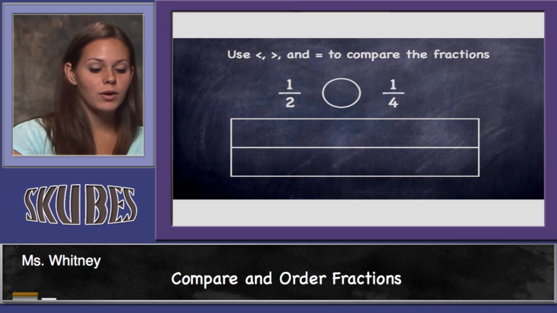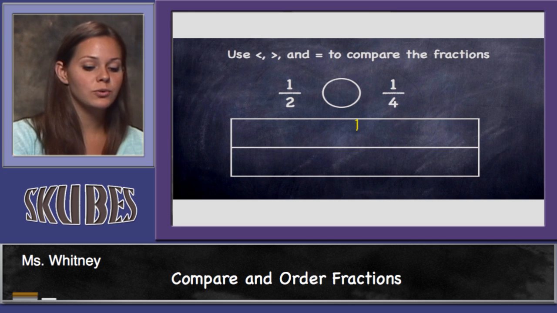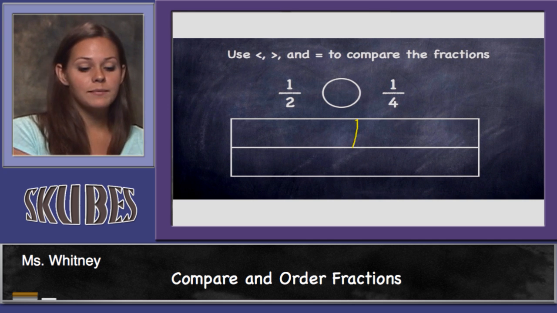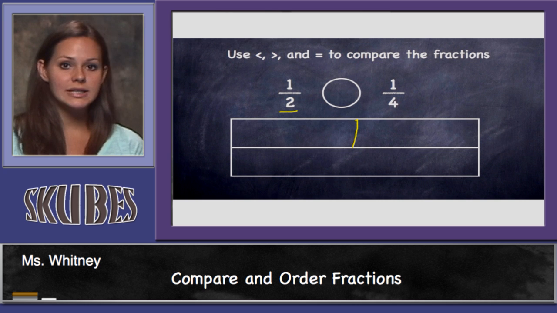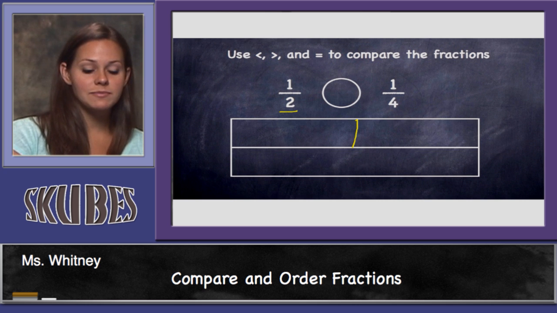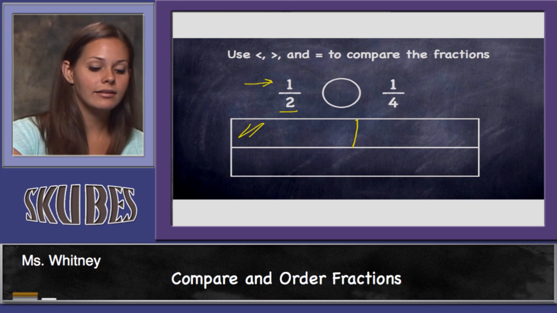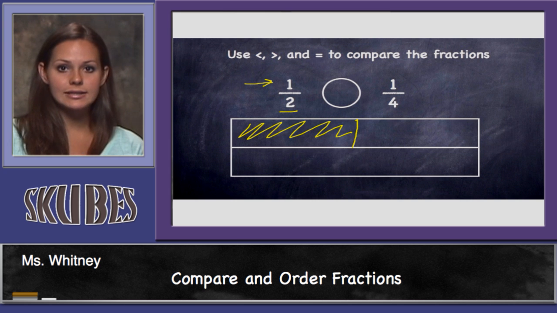First, I'm going to model 1/2. I'm going to divide my whole into 2 equal pieces. The denominator tells me how many equal pieces. The numerator tells me how many to shade. So I'm going to shade 1 out of 2 pieces.